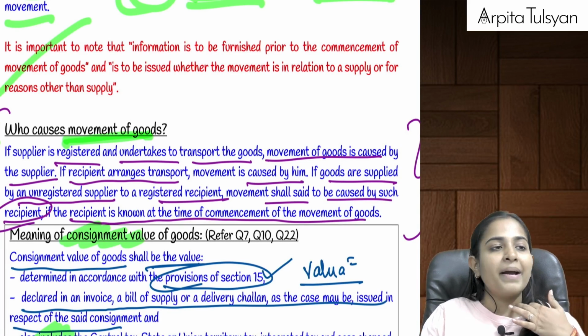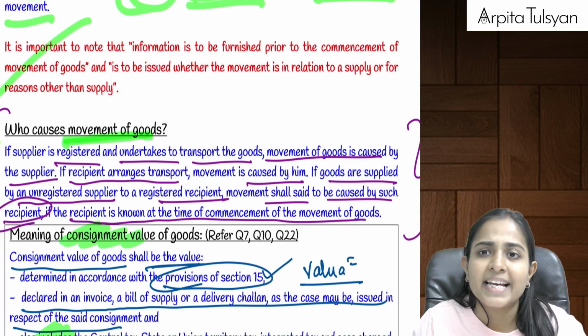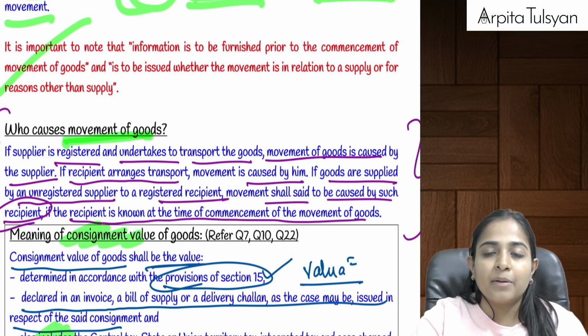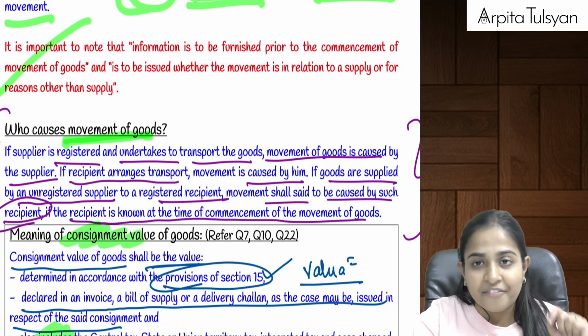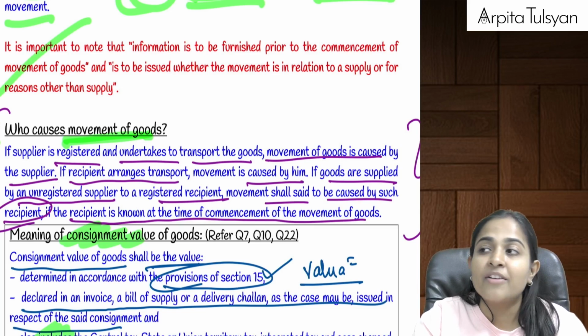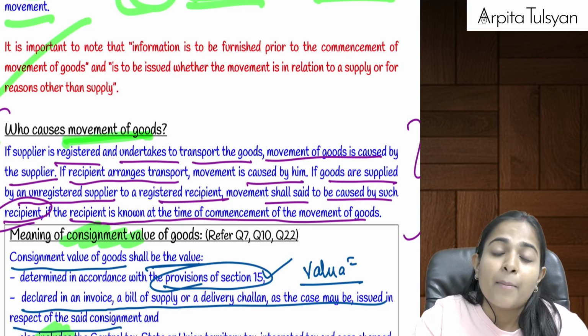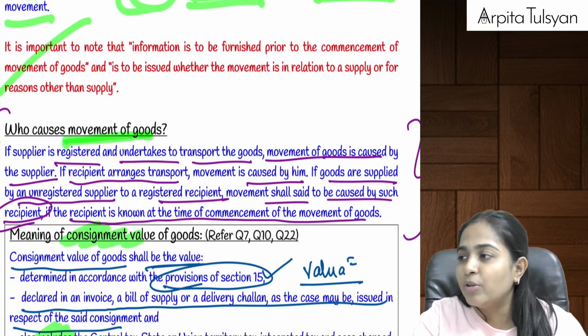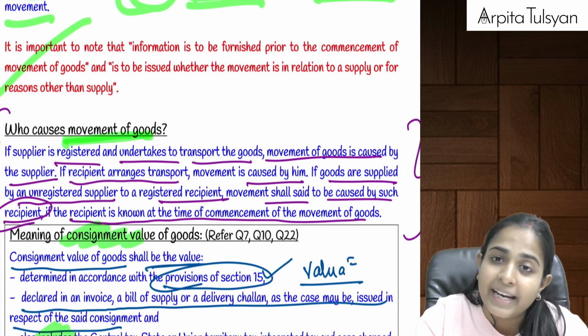Ma'am, what do you mean by consignment value? Consignment value means the value as determined as per Section 15 valuation. But here, for a change, it will also include the amount of taxes: CGST, SGST, UTGST, IGST, etc. All these will be included.